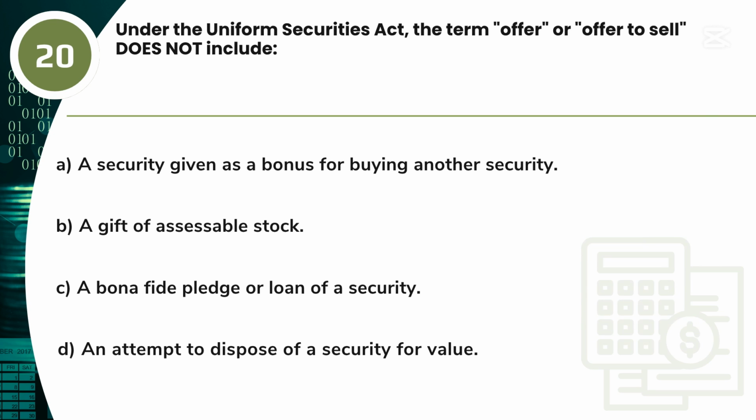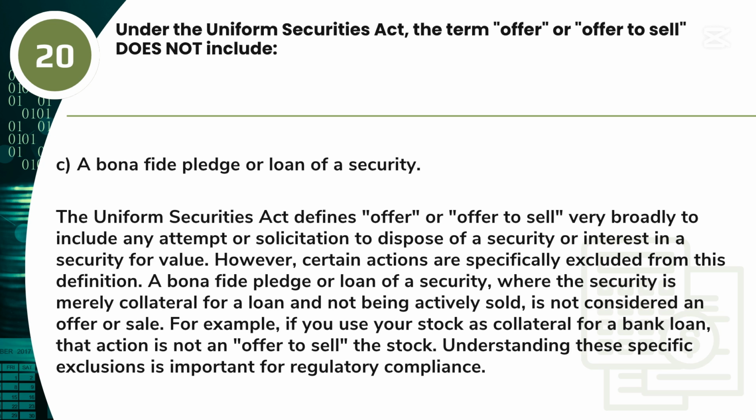Question 20. Under the Uniform Securities Act, the term offer or offer to sell does not include A. A security given as a bonus for buying another security. B. A gift of assessable stock. C. A bona fide pledge or loan of a security. D. An attempt to dispose of a security for value. Answer: C. A bona fide pledge or loan of a security.